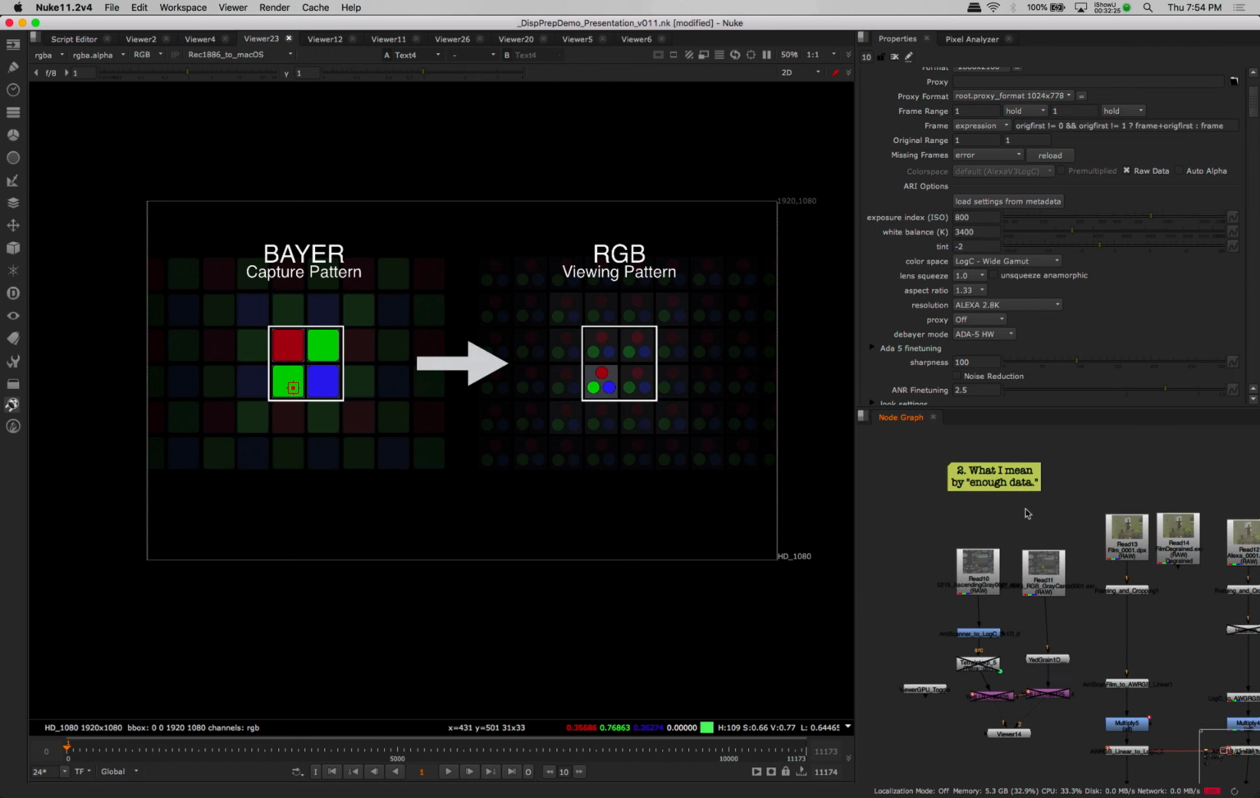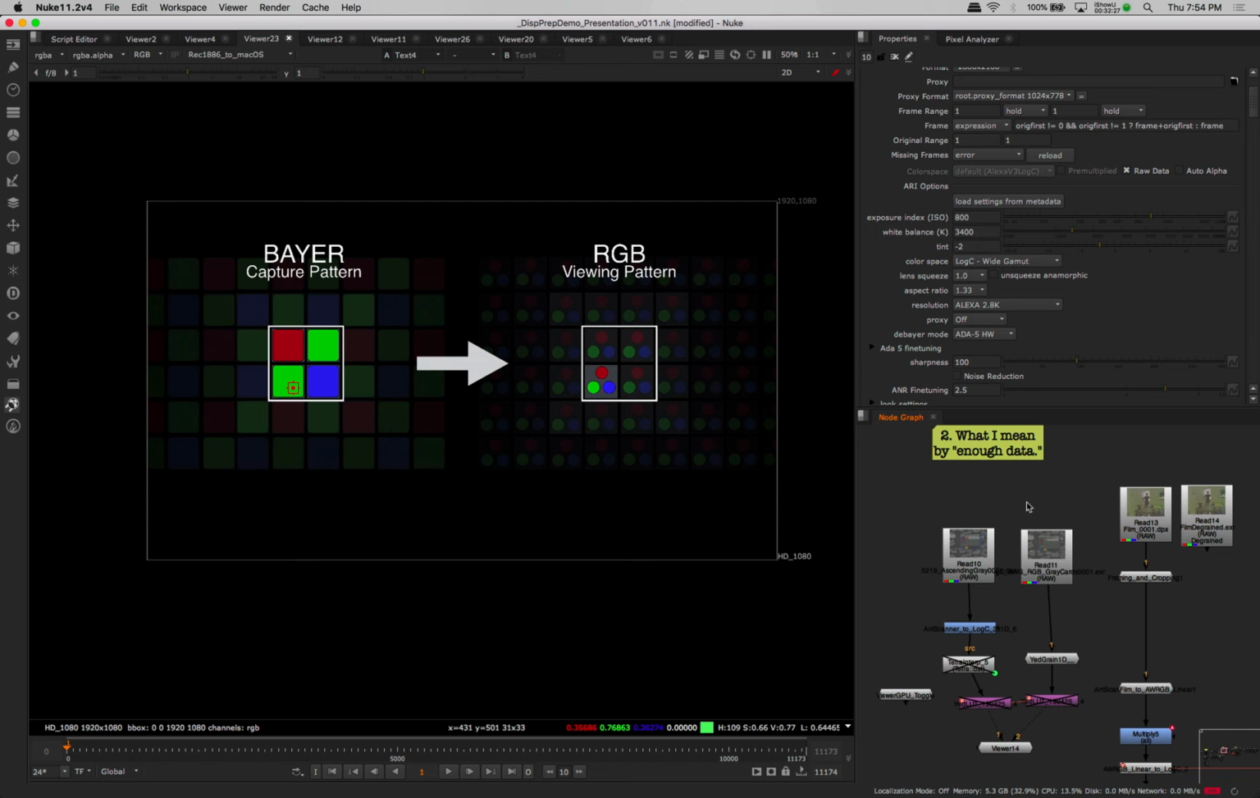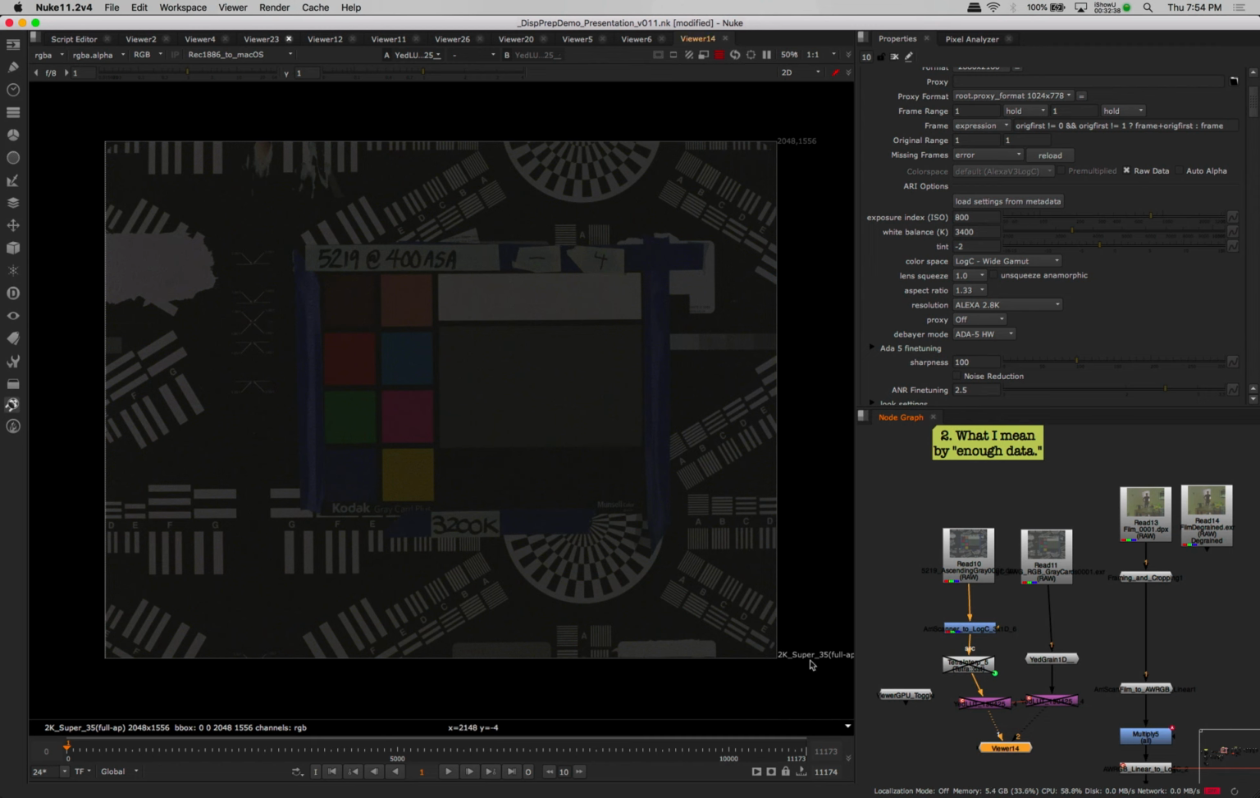Let's move on to the next section, which is, what do I mean when I say enough data? Well, we need enough data for whatever look we're trying to get, which could be various looks. So in the demo, I happen to be going for a traditional cinematic look, which on the one hand has lots of tonal information, lots of color information, but compared to some of the current formats, isn't especially high quality in terms of noise and resolution. It's still really, really good, but it's not quite up to some of the other contemporary formats.